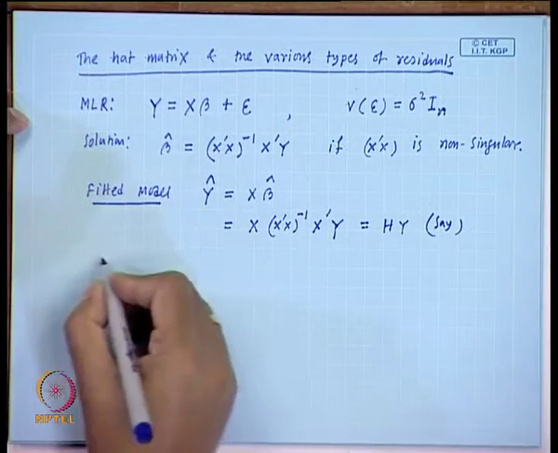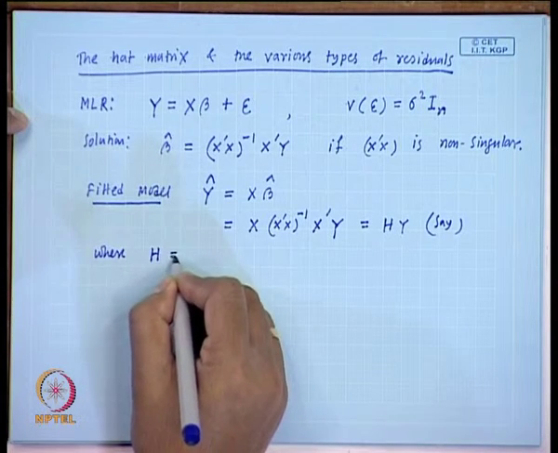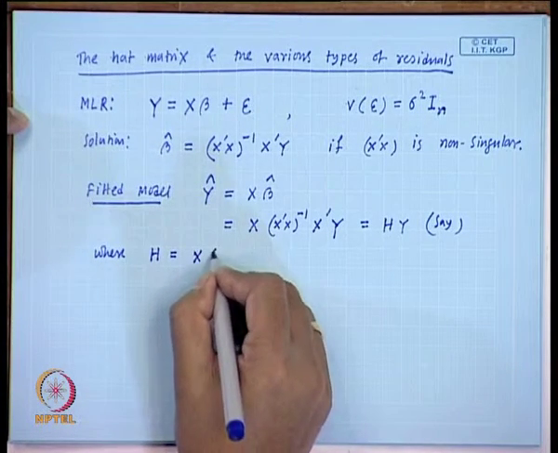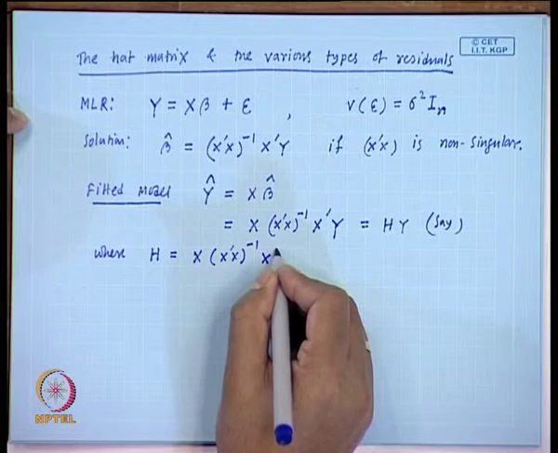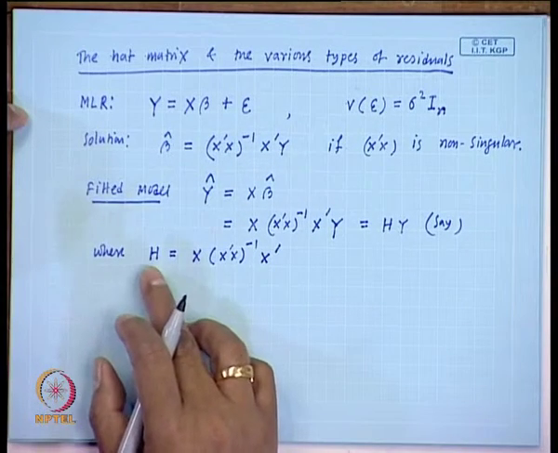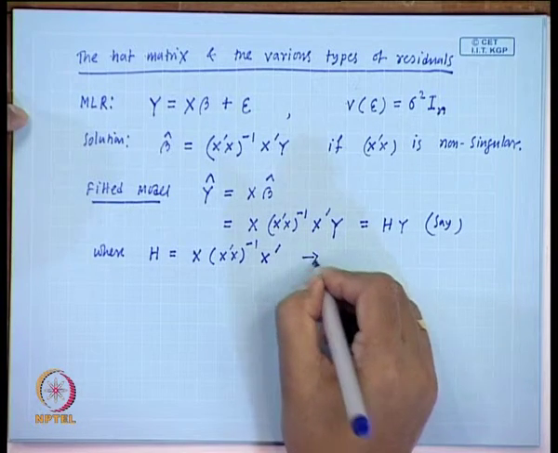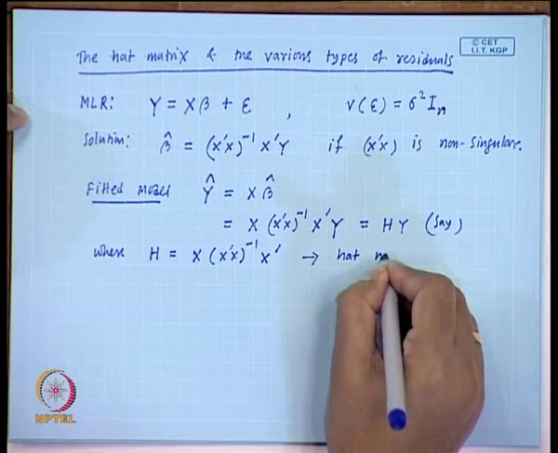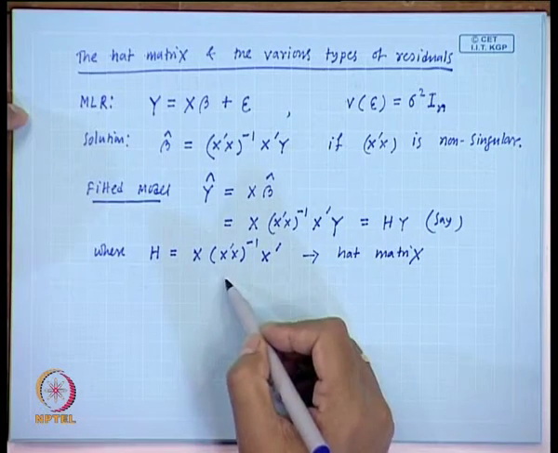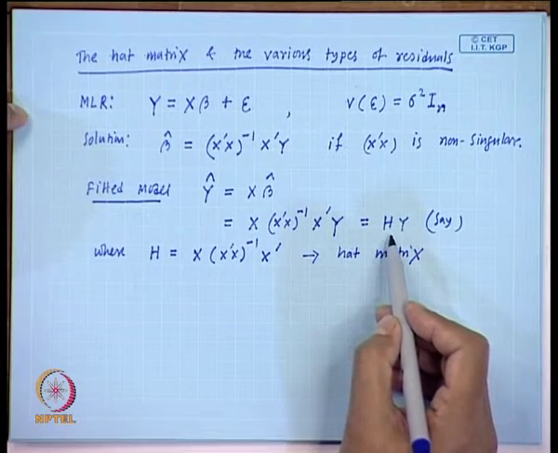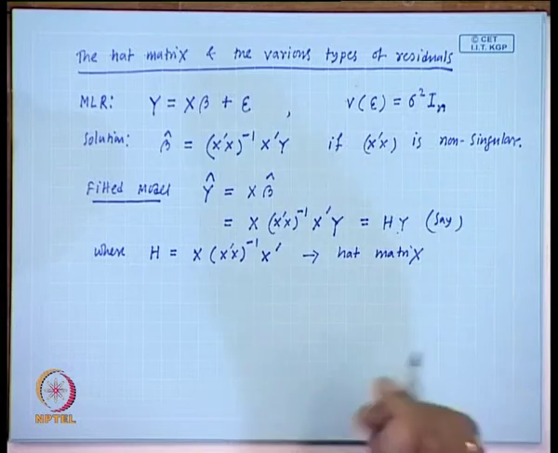where of course H is equal to X (X prime X) inverse X prime. So, this matrix is called the hat matrix. It is called the hat matrix because it maps y to y hat. That is why it is called the hat matrix.